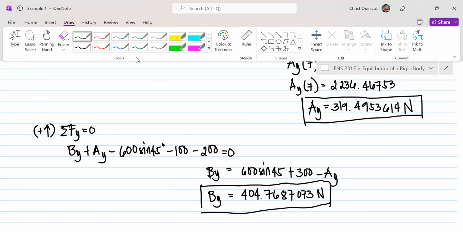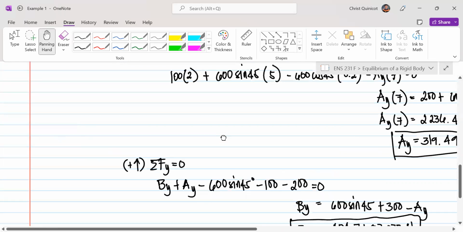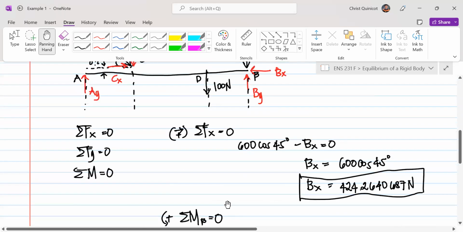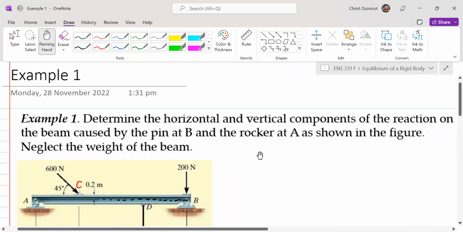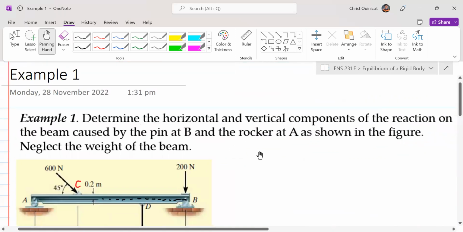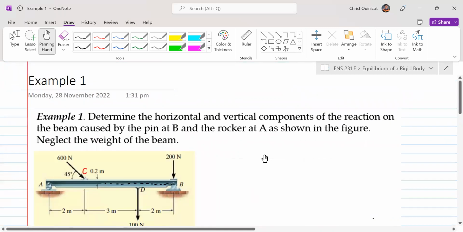Now we don't have to find F sub B, meaning the resultant of these two components, B sub X and B sub Y, because it is not provided in the problem. But if you want, you can always do that. Okay?